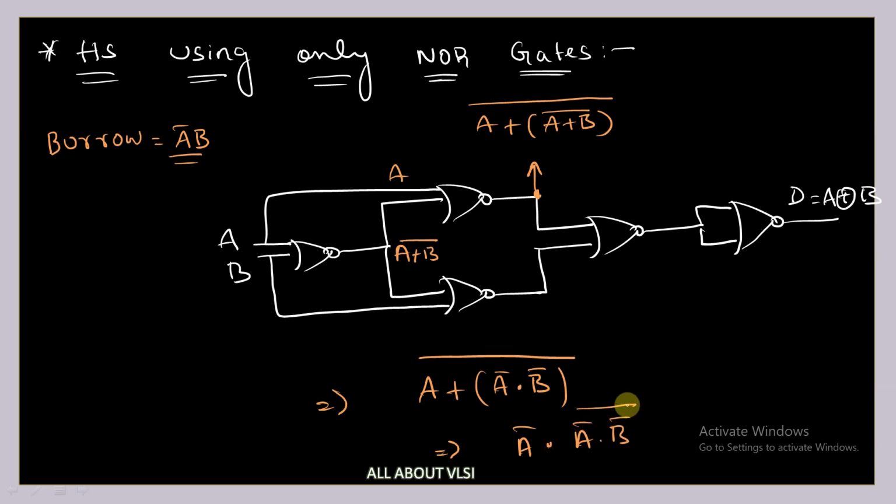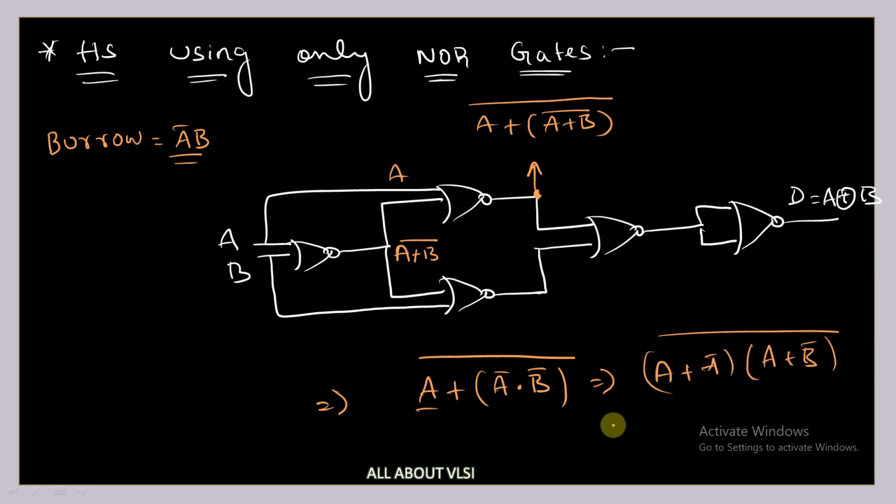Or else, what can I do? Without writing this, let me erase this. I can write this equation as A plus A bar dot B bar the whole bar. I can apply the distributive law here, so A plus A bar into A plus B bar the whole bar. So that is nothing but A plus B bar the whole bar.